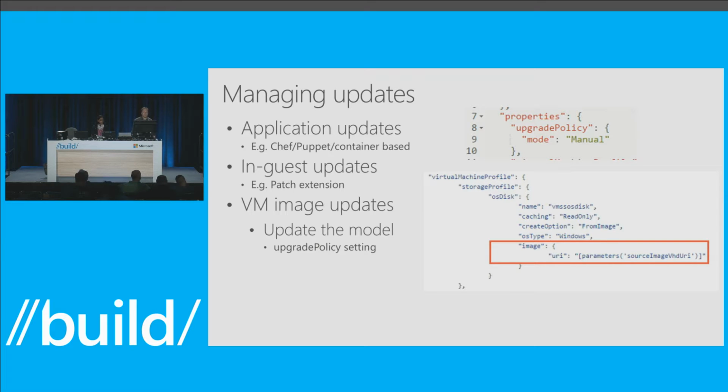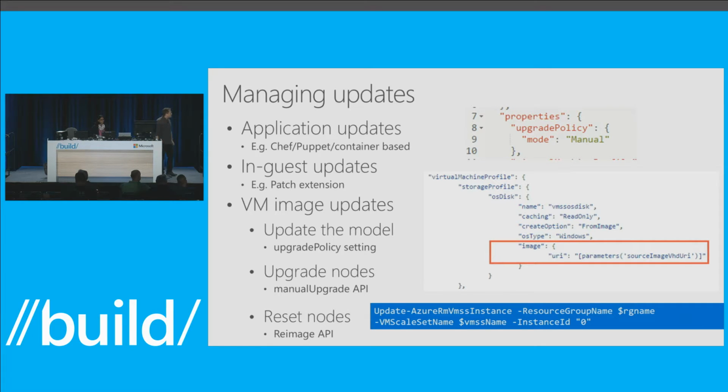So the way you would do that, you could just update the image in the virtual machine scale set properties. You could look at the upgrade policy setting, make sure it's set to manual, which means nothing happens when you change that image. And then there's an API call, manual upgrade, which you can then call against specific nodes. And that way you could manually roll out an update. For example, you could do it update domain by update domain if you wanted.